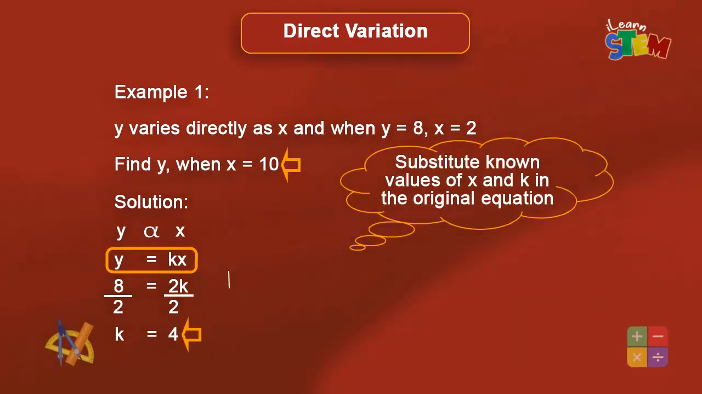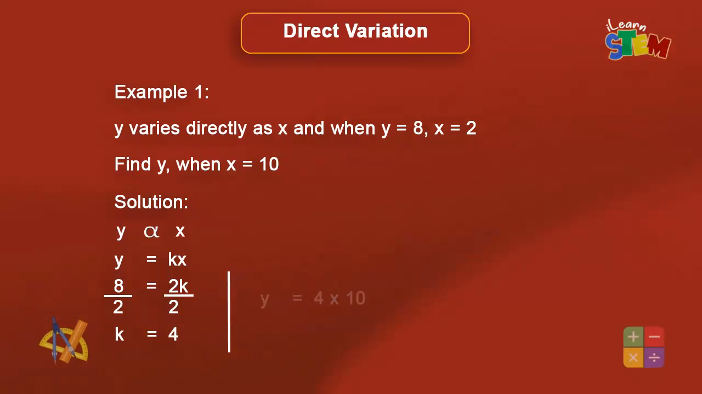Now, to find y, when x equals 10, we simply substitute known values of x and k in the original equation. So, y equals 4 times 10. Therefore, y equals 40. Let us solve another one.